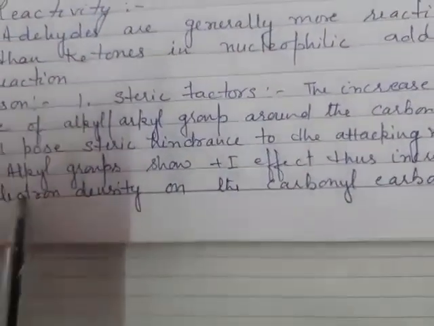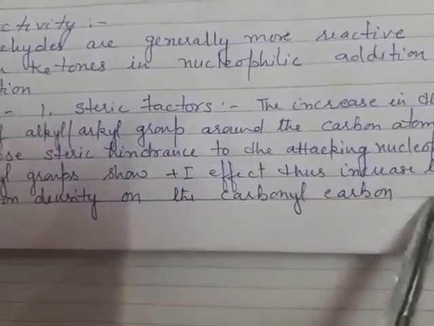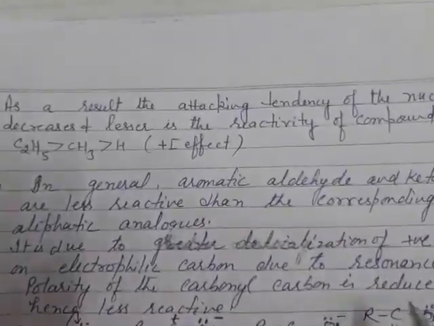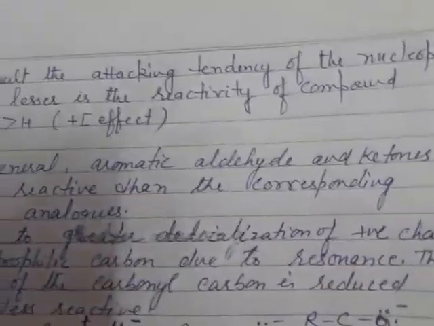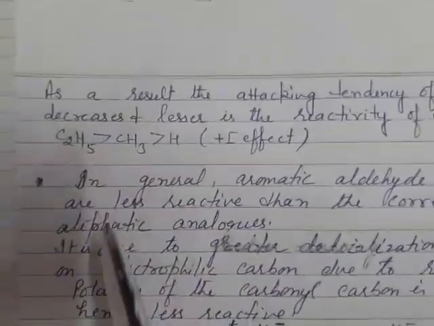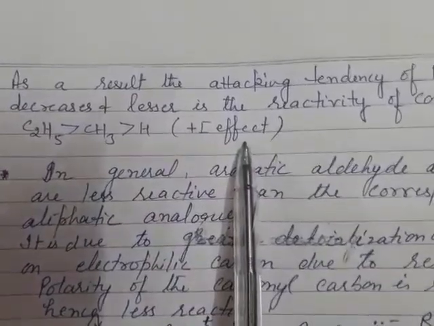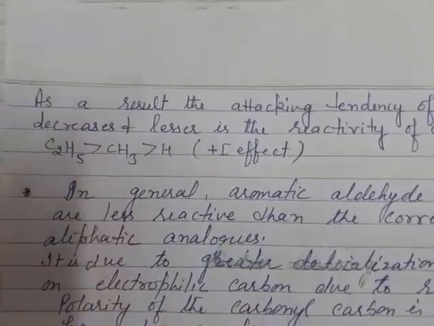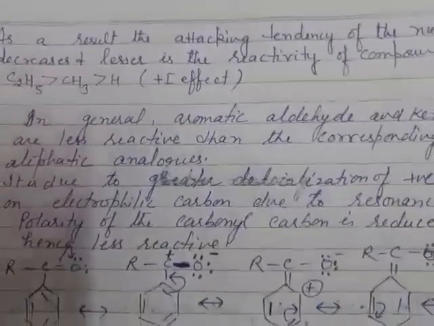And second, the alkyl group shows a +I effect and thus increases the electron density on the carbonyl carbon. As a result, the attacking tendency of the nucleophile decreases and the reactivity of the compound is lesser. The larger the alkyl group, the larger is the +I effect and the lesser will be the reactivity of that particular aldehyde or ketone towards the nucleophilic addition reaction.